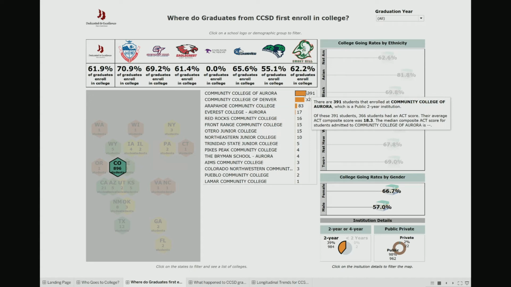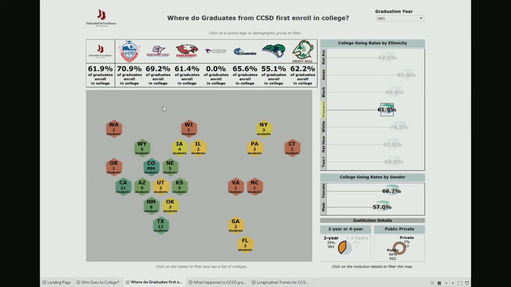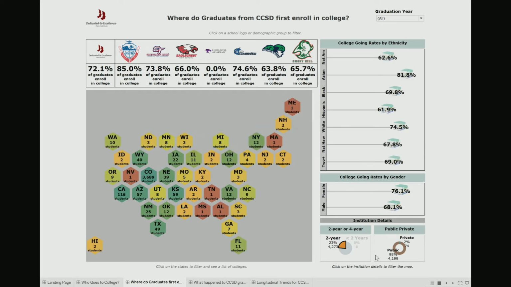It gives me their mean or average ACT score, and then from the dashes, there's no ACT score available from the College Scorecard for the Community College of Aurora, but if there was one, it would give you the midpoint. Okay, click back on my map, click on my charts, and I can take these action filters off.